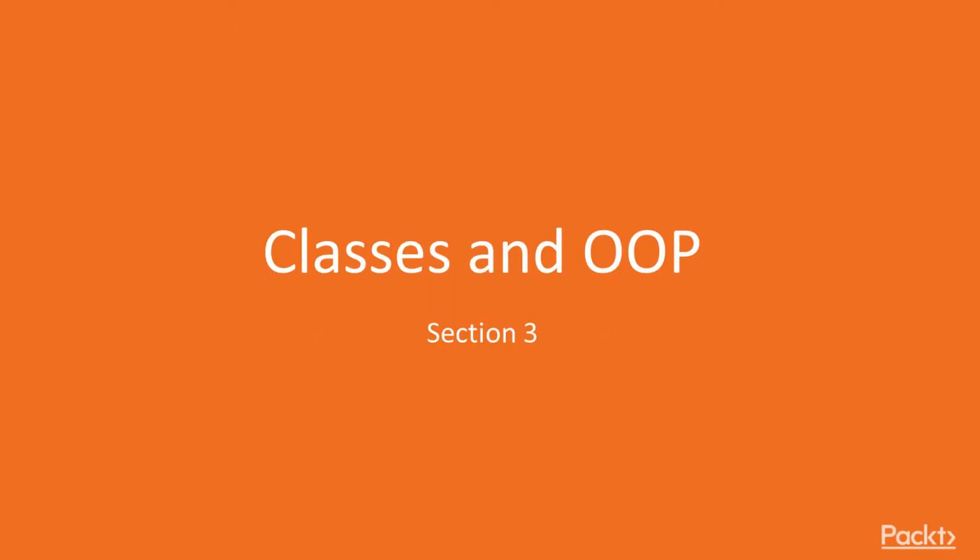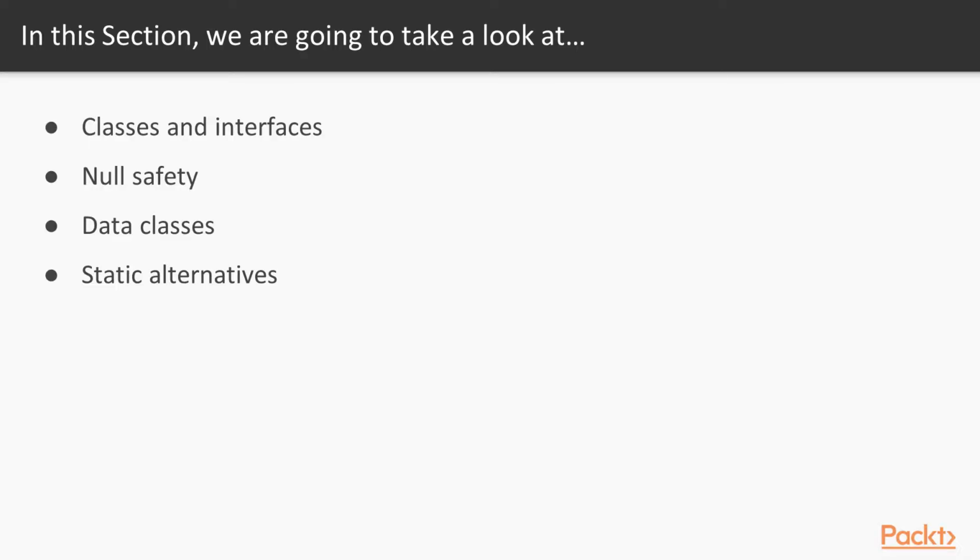Welcome to the third section of this video course. In this section, we're going to be talking about object-oriented programming and how Kotlin supports it. We'll learn about classes and interfaces in Kotlin. We'll see how to define primary and secondary constructors and what some differences between Kotlin and Java are in terms of classes. We'll also talk about null safety and the concept of data classes.